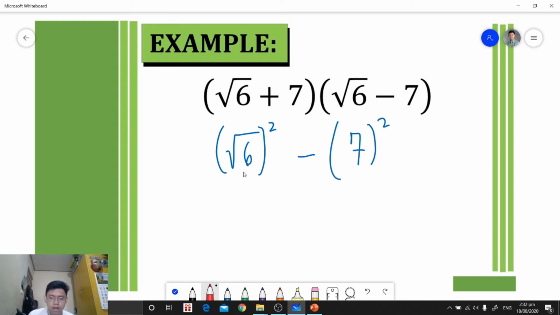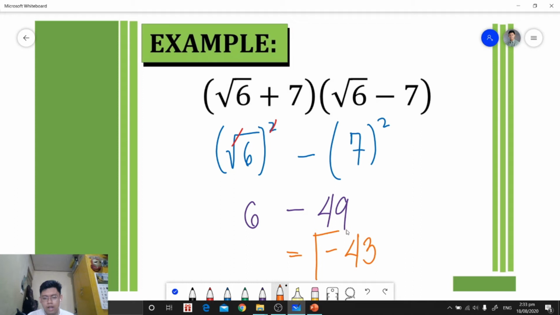So, to simplify, we can just simply cancel the square root symbol, okay, and then we will just have 6 minus the square of 7, which is 49. So 6 minus 49, our final answer will be equal to negative 43, and that is our final answer.